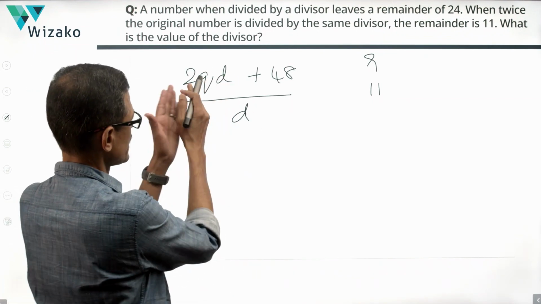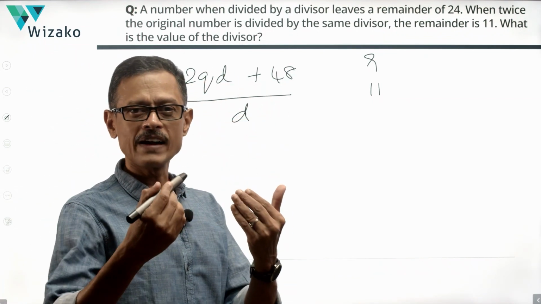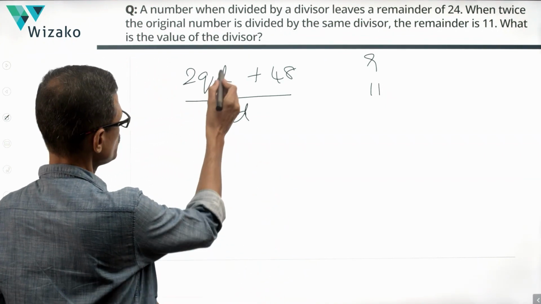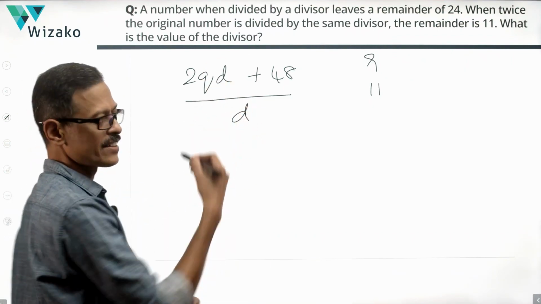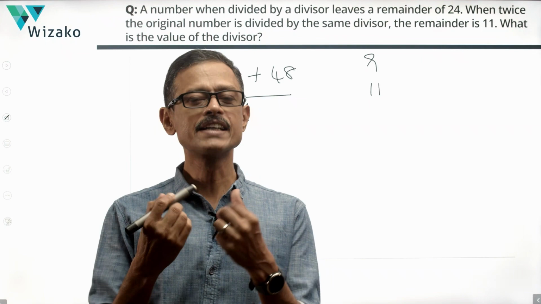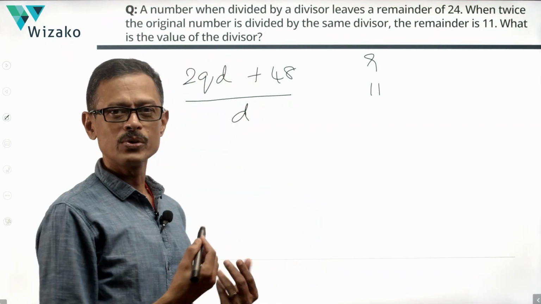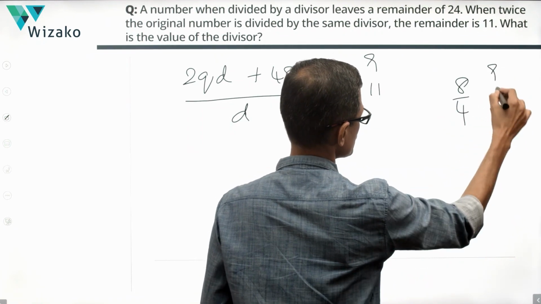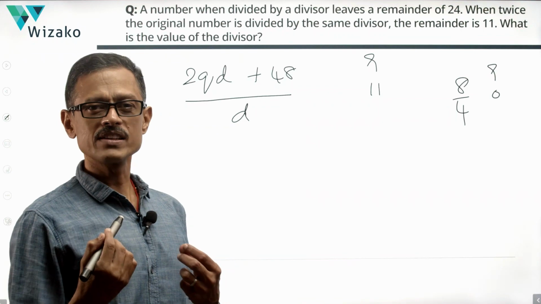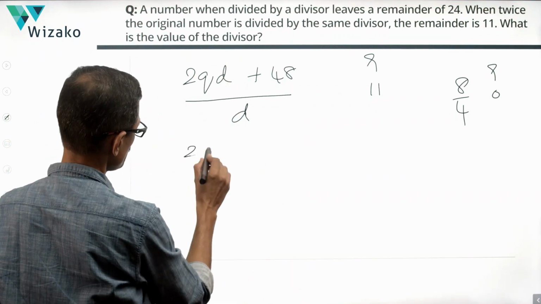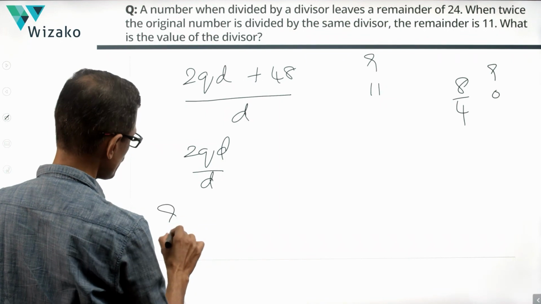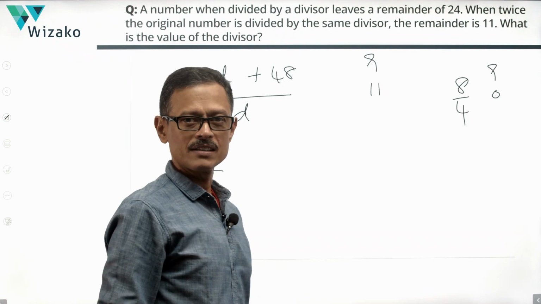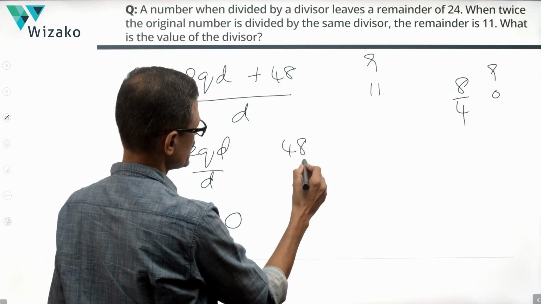Look at this part. It's like the sum of two numbers divided by a divisor. So, we can find out the remainder for each division and add those two to arrive at the final remainder. So, 2qd when divided by d, d will get cancelled with d, which essentially means that 2qd is divisible by d. If 2qd is divisible by d, for example, if 8 is divisible by 4, then we are going to have a remainder equal to 0. So, because 2qd is divisible by d, the remainder for this division is equal to 0. So, this remainder 11 should have come basically by the division of 48 by d.